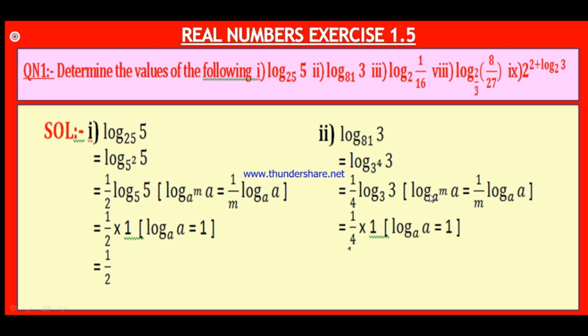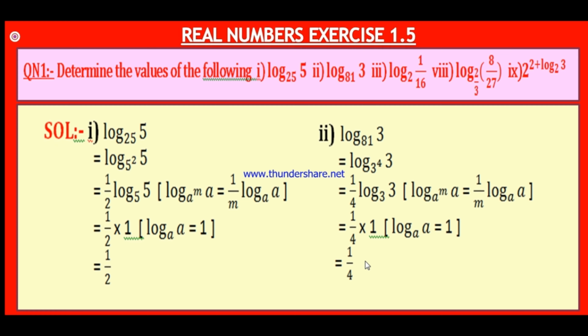Again, this is in the same model of log a to the base a power m. The formula is 1 by m log a to the base a. Therefore, this is 1 by 4 log 3 to the base 3. But log 3 to the base 3 value is 1, as log a to the base a is equal to 1. Therefore, this is 1 by 4 into 1, which is 1 by 4.